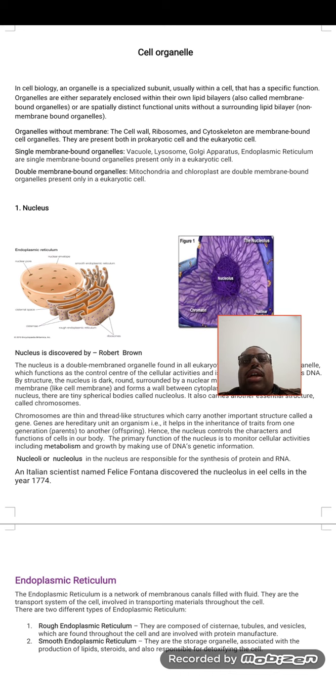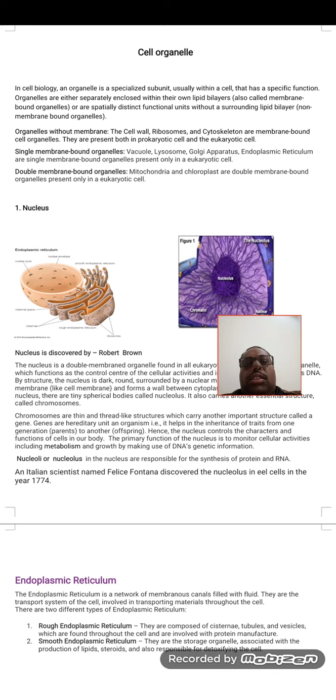The cell organelle means, organelle means little organ. Why have they given this name? Because these structures have very specific functions, and they play their own role inside a cell. Because of this reason, these structures are called cell organelles.